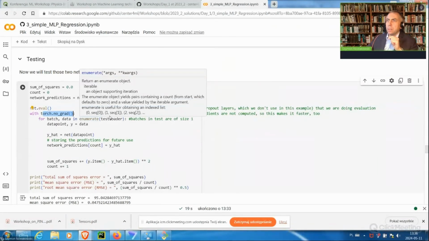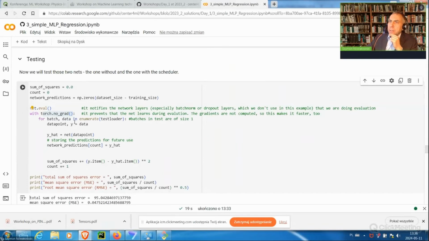And you enumerate the test loader. And as before, you take a data point, which consists of X and Y. You take the Y coordinate. You push this data point in the forward direction through the network. You get a prediction, which I label Y hat here. And you calculate the difference between Y hat, the prediction, and the ground truth Y, in the sense of a squared error, and you sum them.